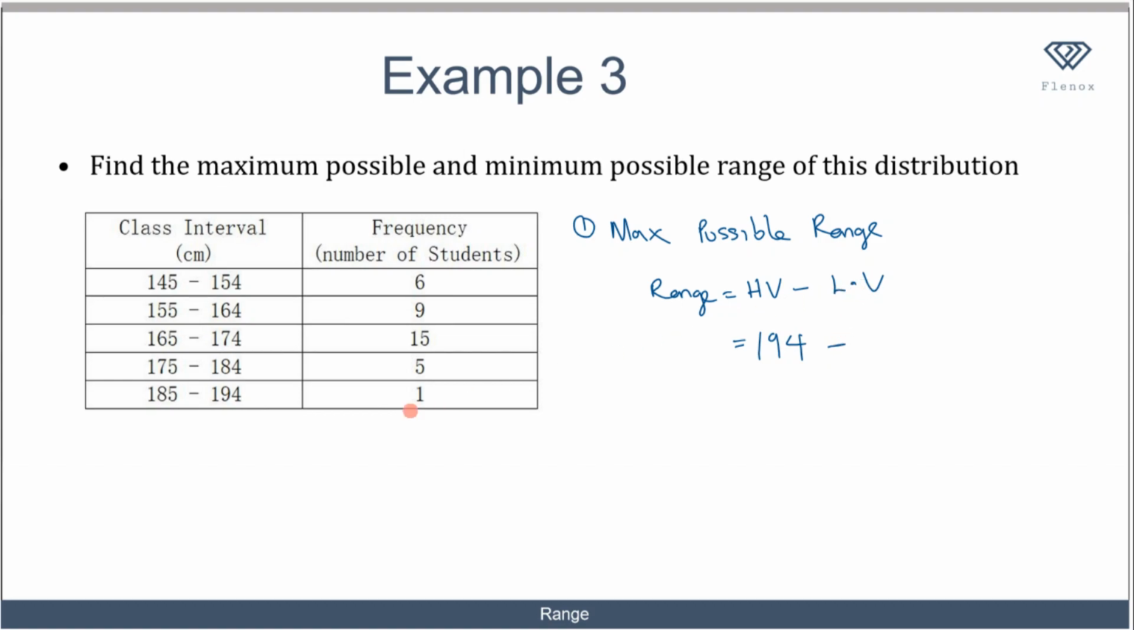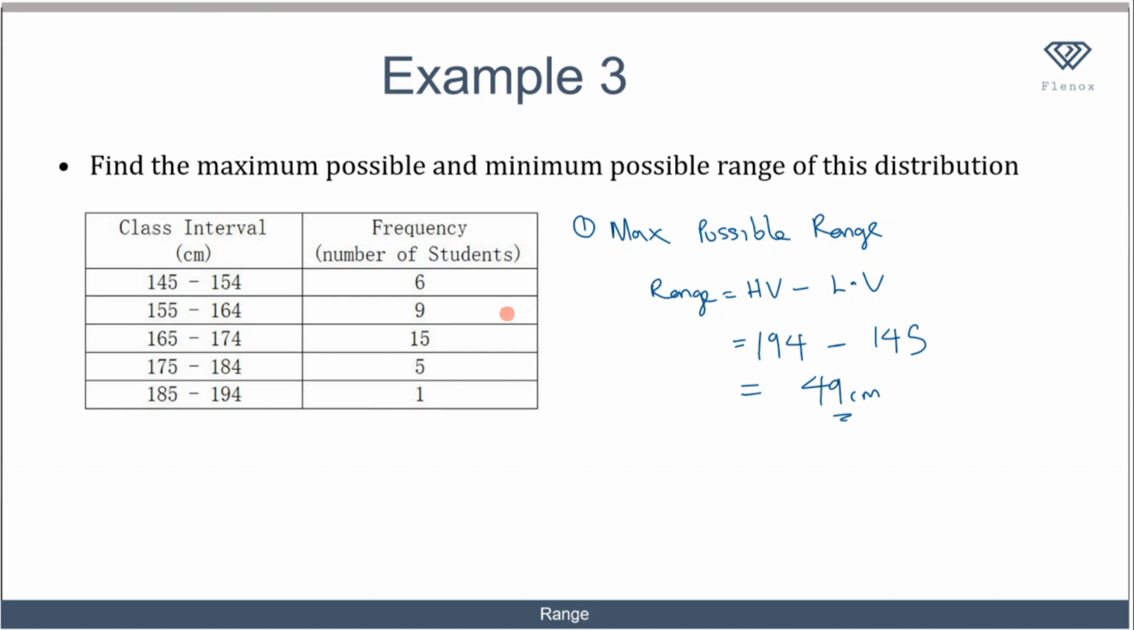When you come to this first row, you see that the height range is from 145 to 154. So the 6 students fall within this range. The lowest possible height that one of these students can have is the minimum value in this range, which is 145. So we say 194 minus 145, and that gives us 49. So the maximum possible range is 49.